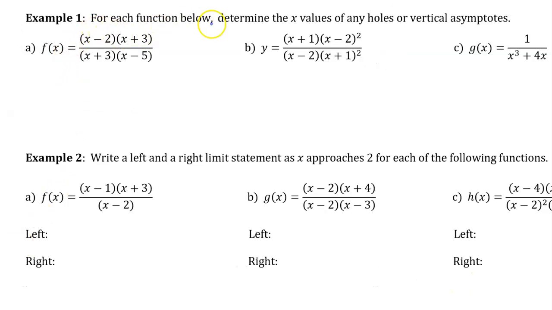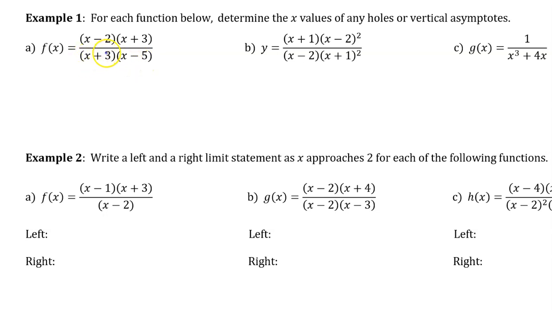Example 1. For each function below, determine the x values of any holes or vertical asymptotes. For both cases, we are focusing on the denominator of the rational function. If a factor in the denominator cancels out completely, then that gives us a hole. If it doesn't, then it gives us a vertical asymptote.